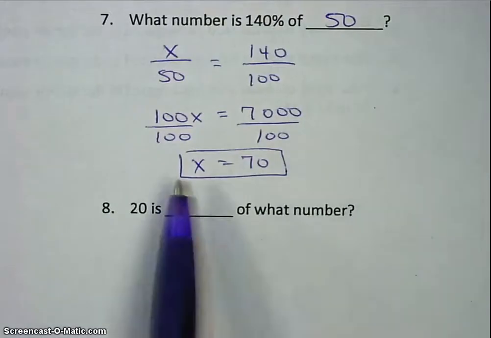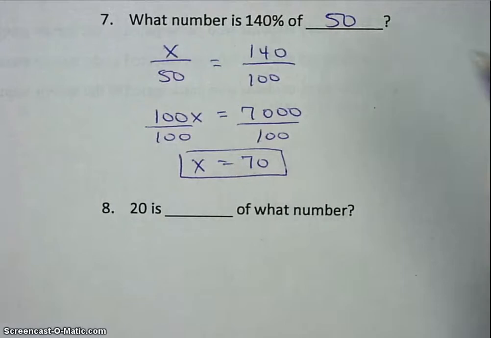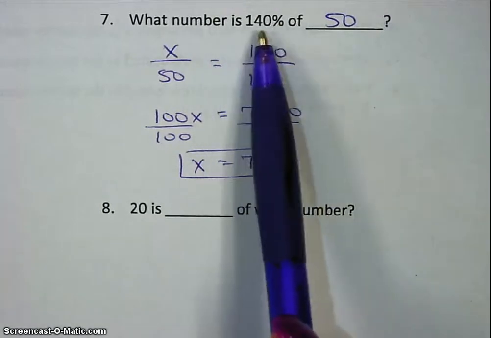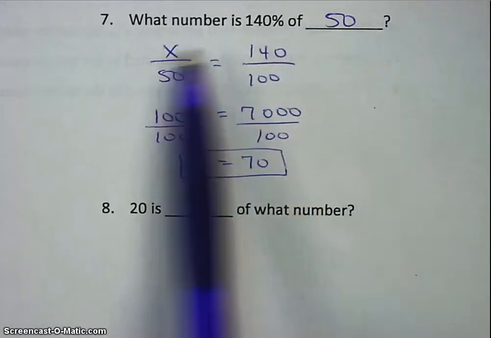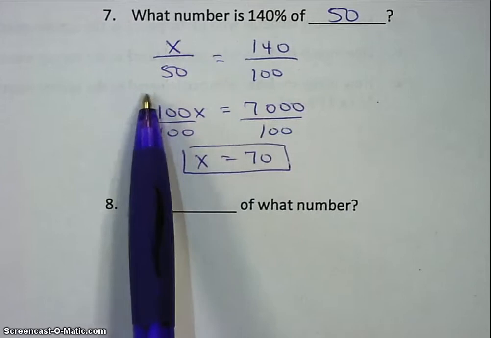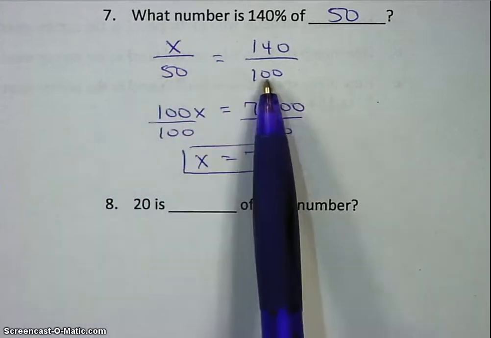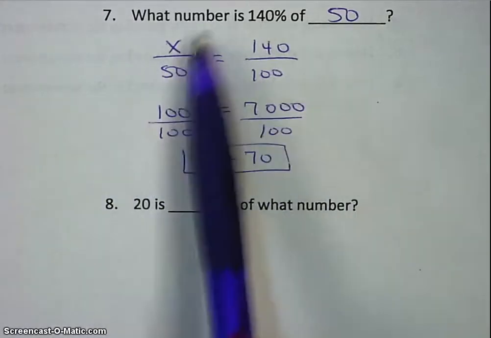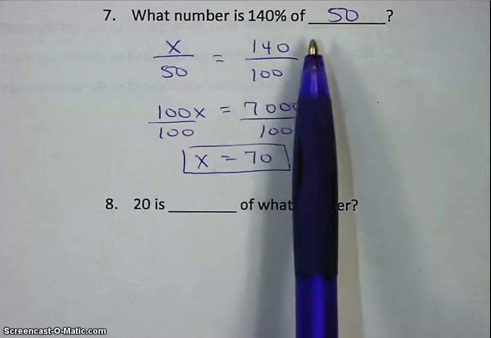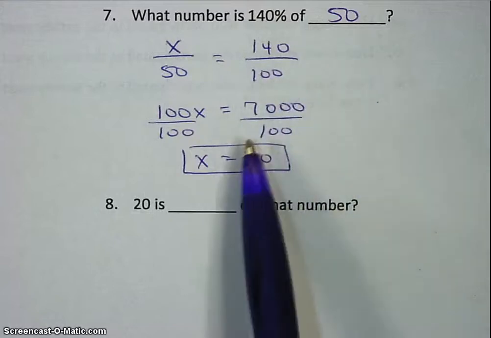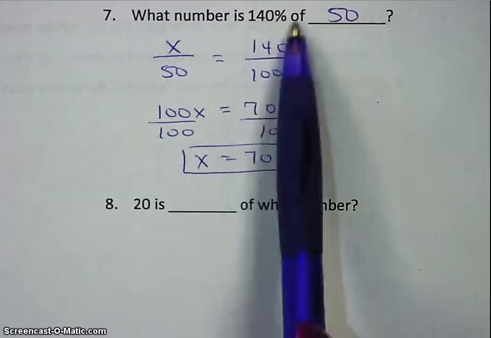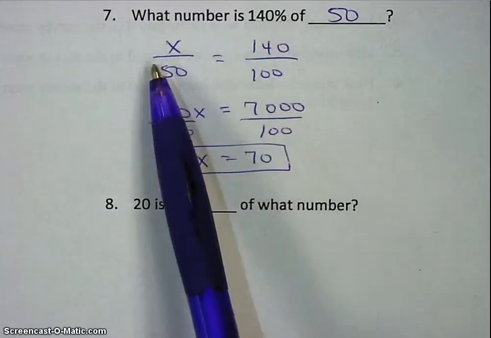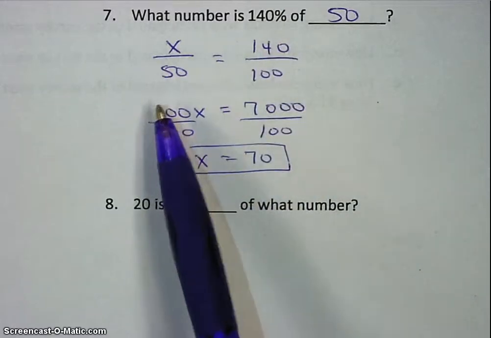Alright, hopefully you got 70 for your answer. Now do notice you can have more than 100%, but that means our part should be more than 50, because 50 is the 100%. So we would expect our answer to be more than 50 because it's 140%. So always think through your answer and make sure it makes sense with the problem. If this had been less than 140%, I would expect an answer less than 50.